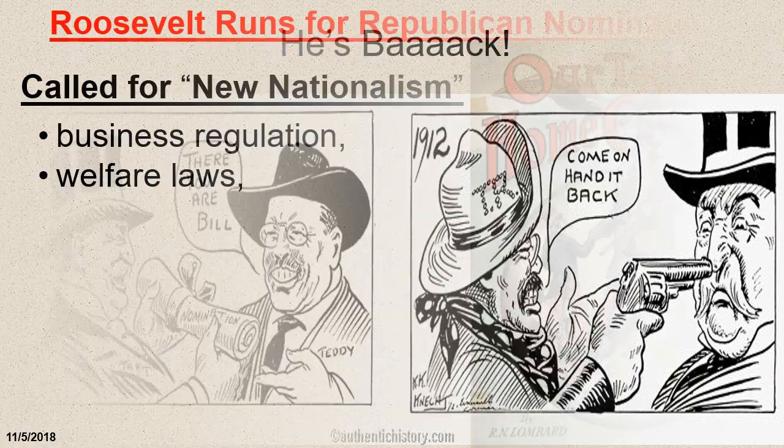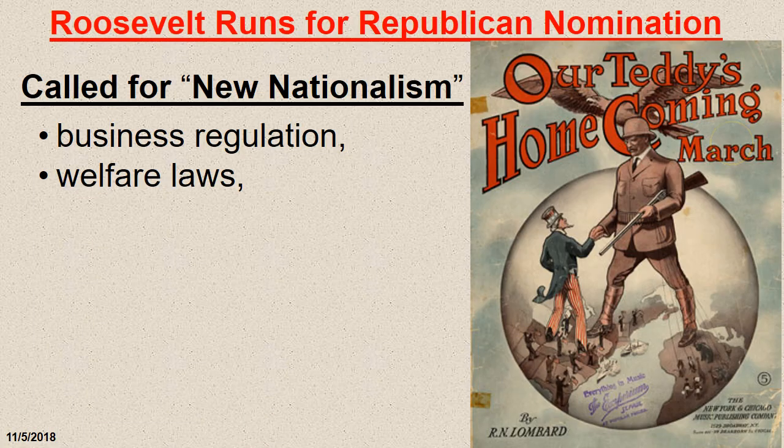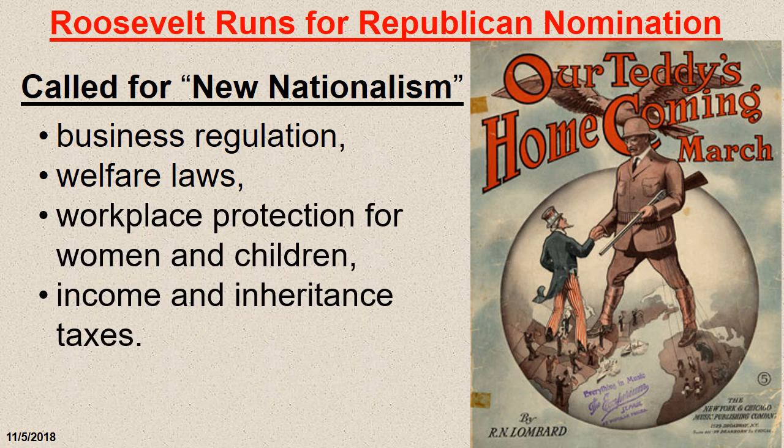I want it back. And so in 1912, he's going to campaign for the Republican nomination, and it's going to be under a slogan called New Nationalism: business regulation, welfare laws, workplace protection for women and children, income and inheritance taxes. That's an attack against the rich. He's upper class. And voting reform.